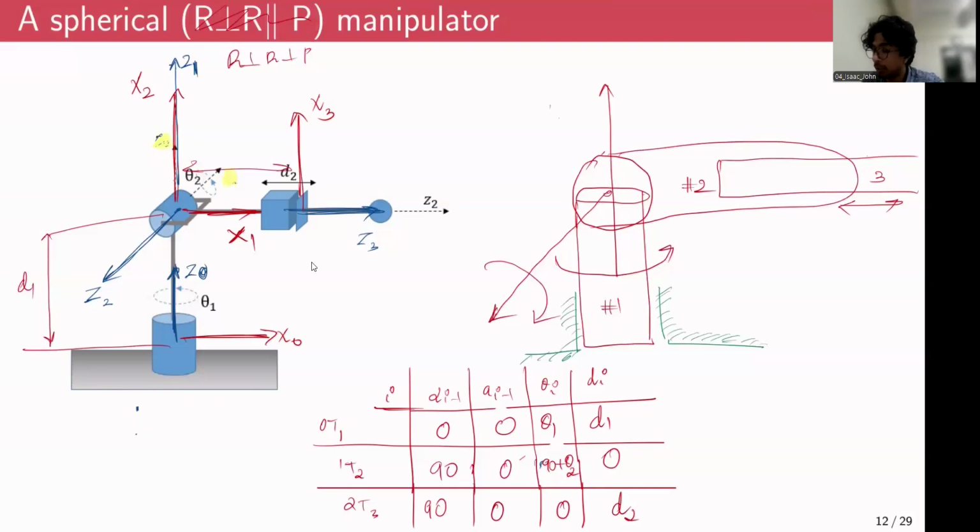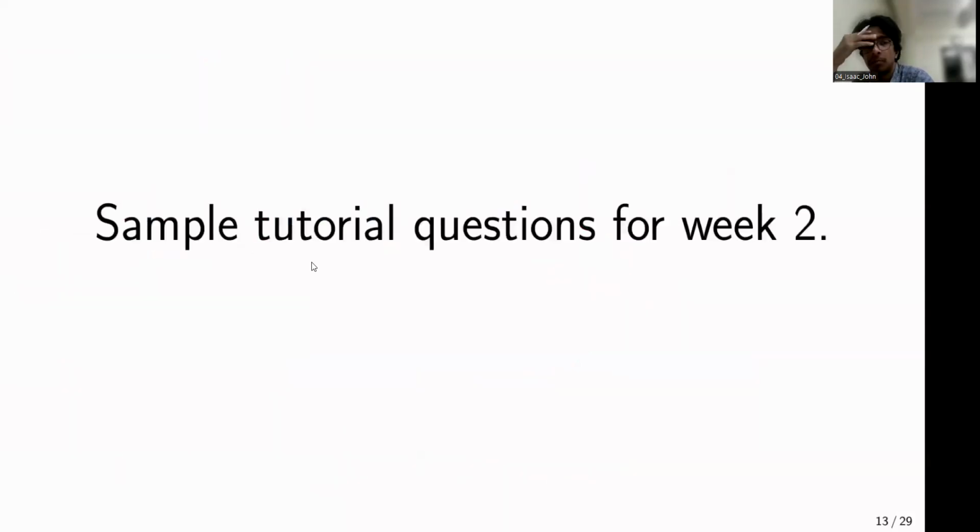Now you substitute each of these rows into that generalized transformation matrix, and you will be able to obtain each of these individual transformation matrices. Once you obtain them, you multiply subsequently 0T1 multiplied by 1T2, then 2T3. This will give you the overall transformation between the 0th frame and the third frame. That is how you would typically perform the frame assignments using the DH conventions.